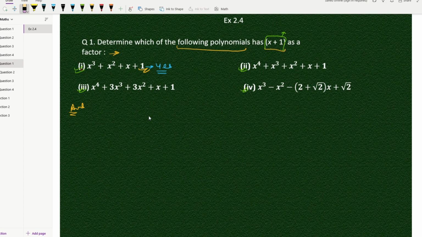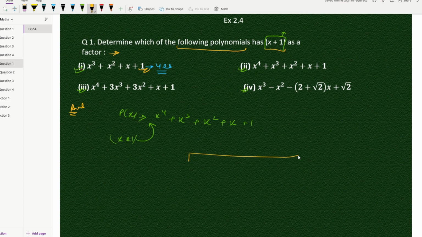So here the polynomial is p of x, that is x⁴ plus x³ plus x² plus x plus 1. So we have to check whether x + 1 is a factor of this polynomial. तो आइए देखते हैं इसको कैसे करते हैं. एक तो लॉन्ग डिवीज़न मेथड है.